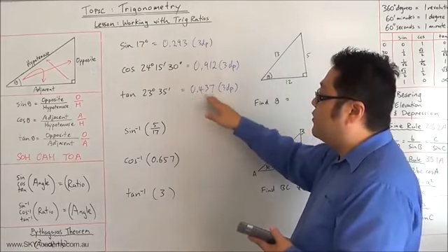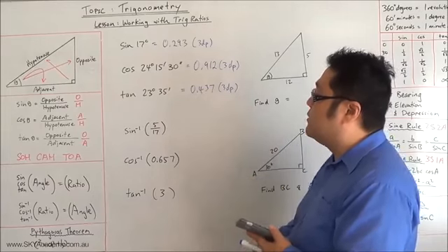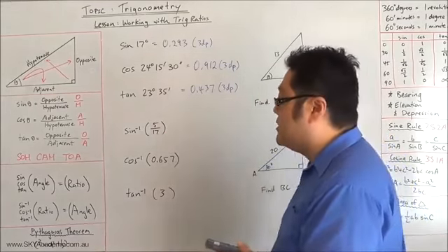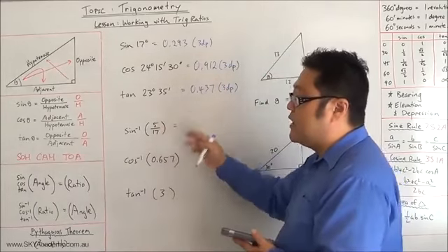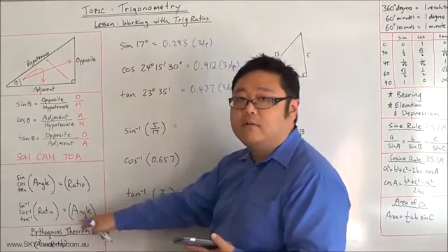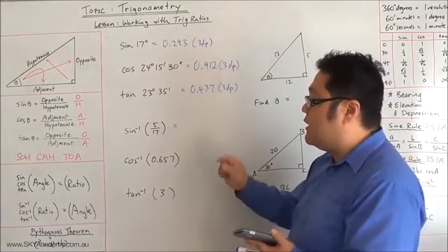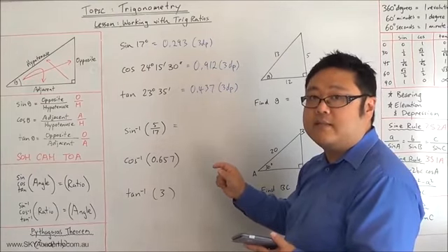So 0.437 I think is a good way of expressing the answer. Now in this situation we're using the inverse sine, cos and tan. With the inverse sine, cos and tan, because your answer is going to be an angle, right? You can't leave it in decimal form. You've got to leave it in the form of degrees, minutes and seconds. Does that make sense?